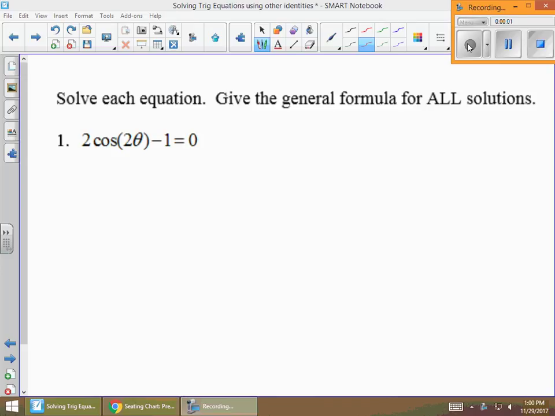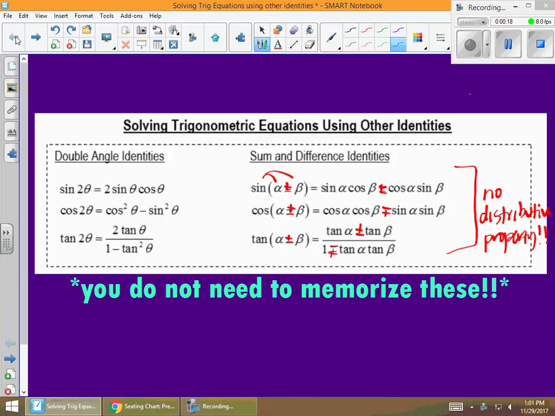So here's our first example. 2 cosine of 2 theta minus 1 equals 0. Here's one of our new identities for today. It's cosine of 2 theta. What is cosine of 2 theta the same as? Cosine squared minus sine squared. That's what we're going to substitute in.